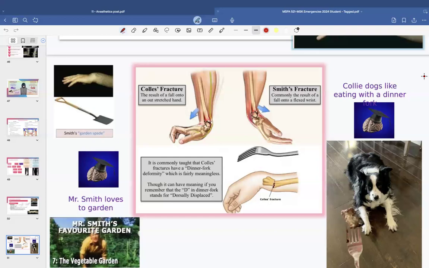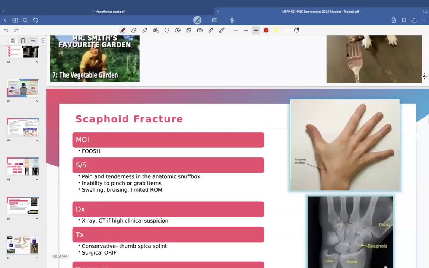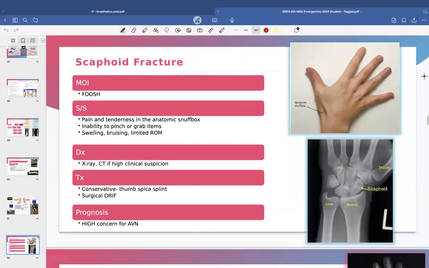Remember this cute little guy? Hey, boy, we talked about these. If you are really worried about it, get advanced imaging. Why? Because they hide. They also don't show up right away, and it can be high concern for, here's your buzzword, AVN, avascular necrosis. Don't let it go for too long.